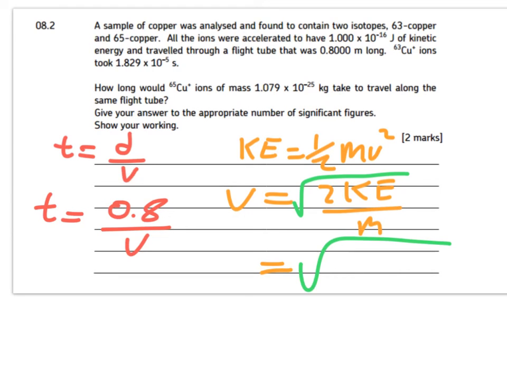So v equals the square root of 2 times KE. Where was KE? Oh, there it is up there. There's KE, so 1 times 10 to the minus 16, over m, and we've got m, which is 1.079 times 10 to the minus 25.